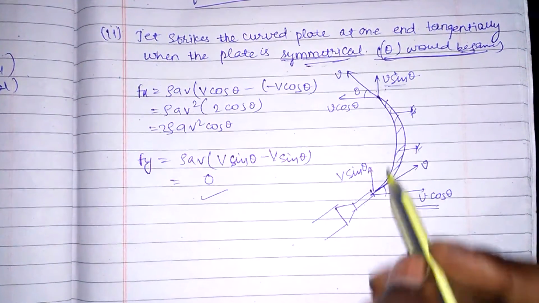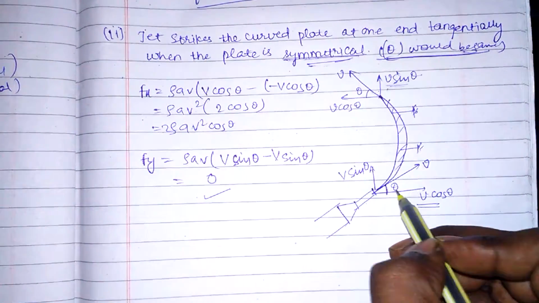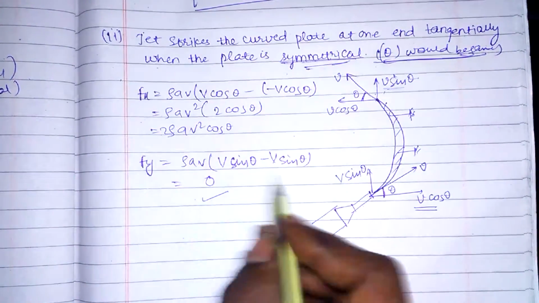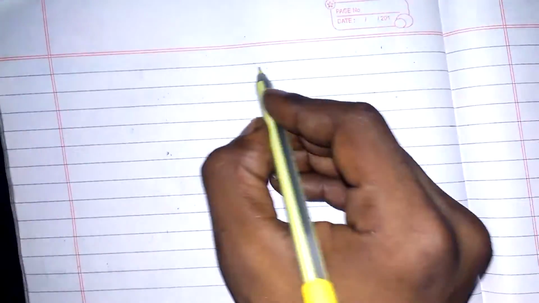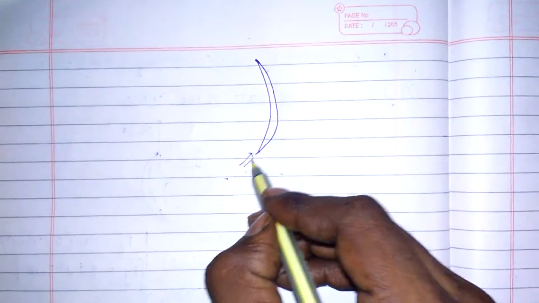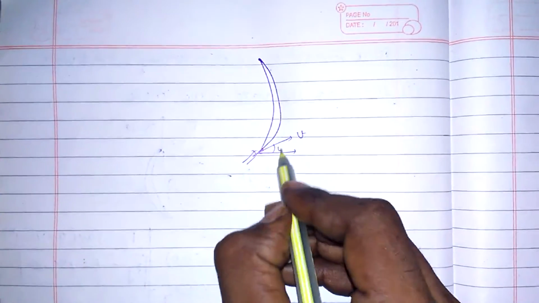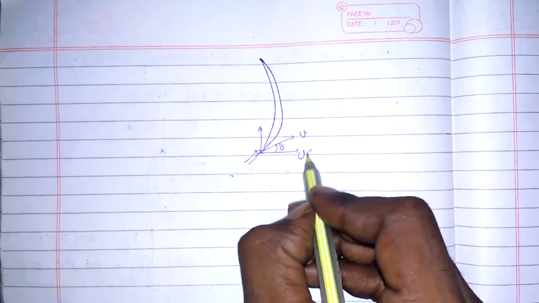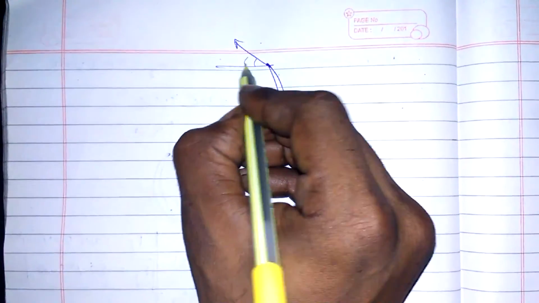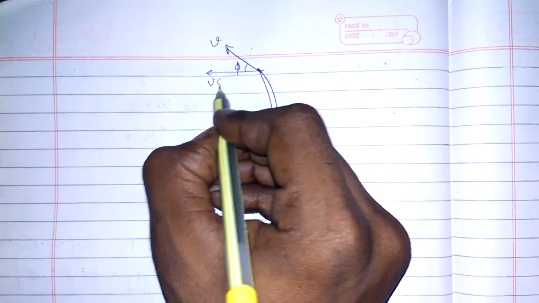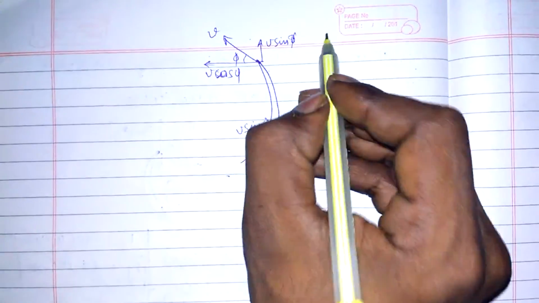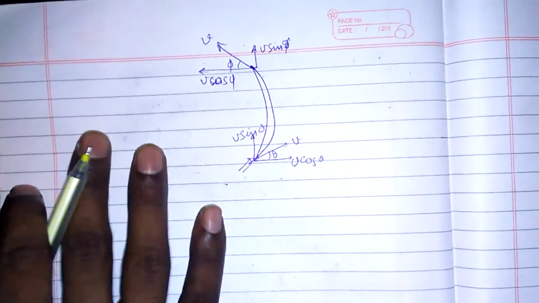Now there would be another case when theta is not the same. Here it will be theta and here it will be phi. So for the unsymmetrical case, the water would strike over here with some velocity v at angle theta, with components v cos theta and v sin theta. Here it is leaving at a different angle phi, with components v cos phi and v sin phi.